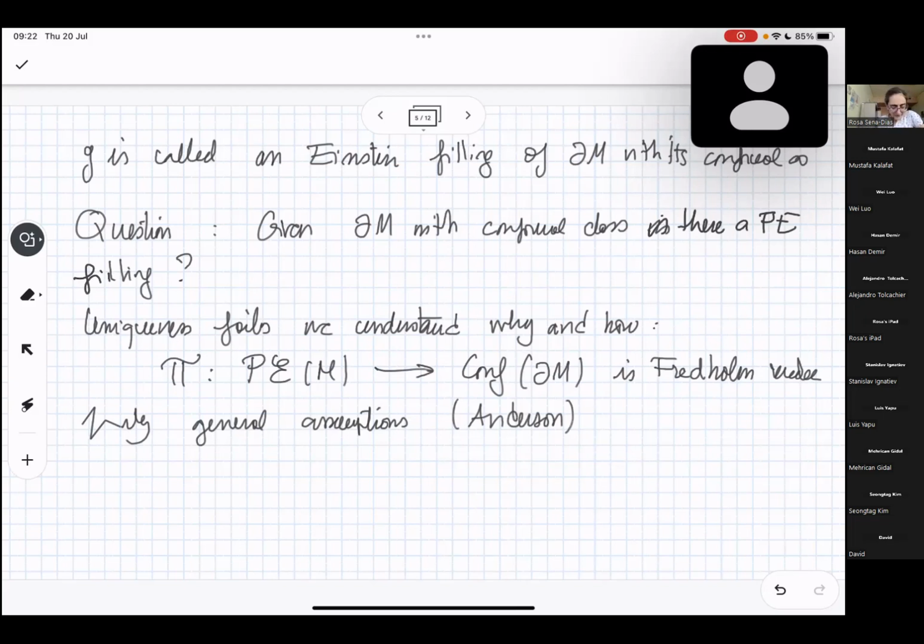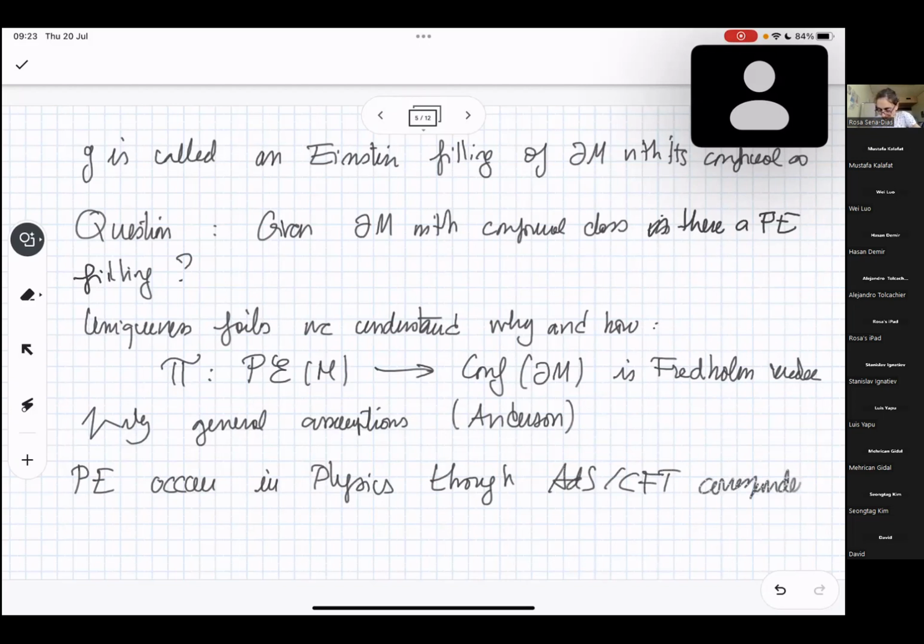Okay, so the other thing I want to say about these Poincaré Einstein metrics is that they occur in physics through the AdS/CFT, anti-de Sitter conformal field theory correspondence, due to Witten.